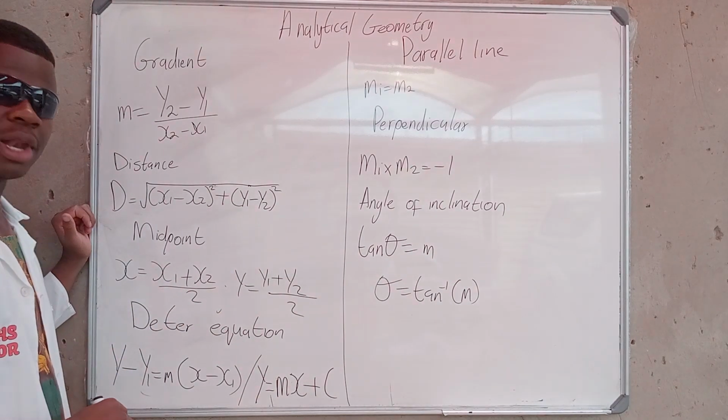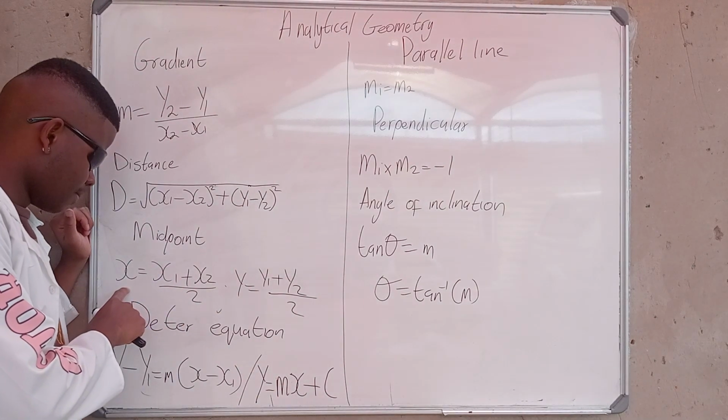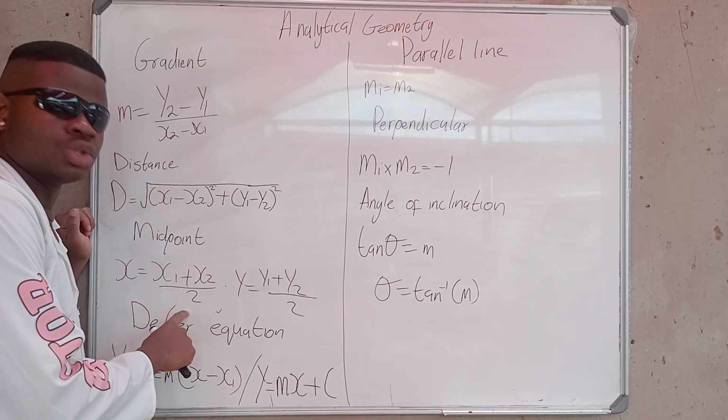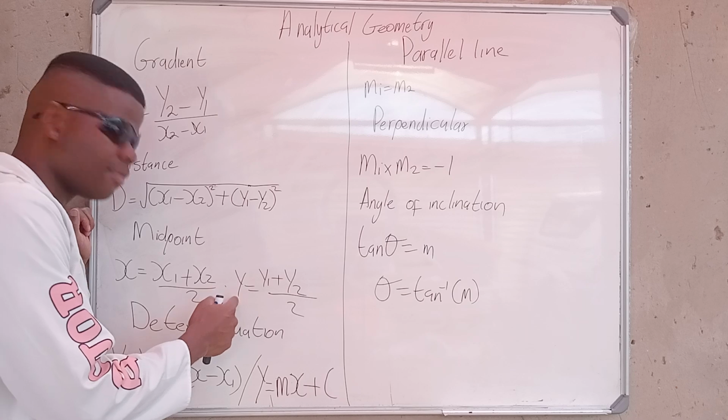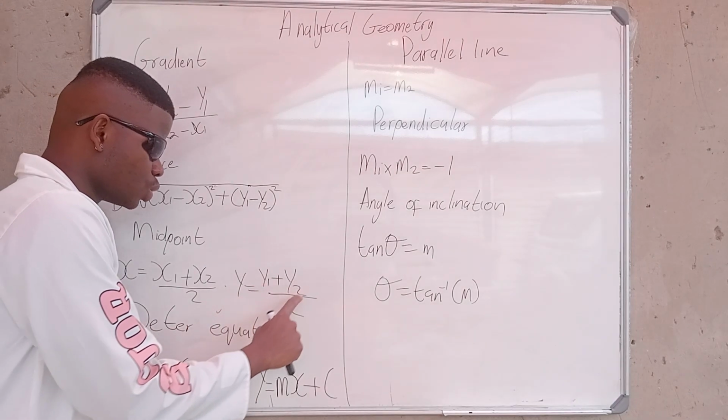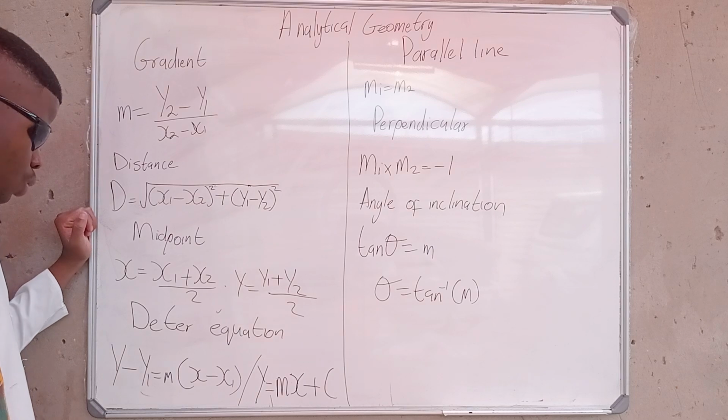And then the midpoint formula. So the midpoint formula, it says what? x is equal to x1 plus x2 over 2, sharp. And then for the y, y is equal to y1 plus y2 over 2, sharp.